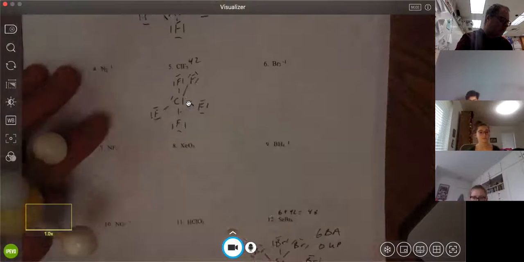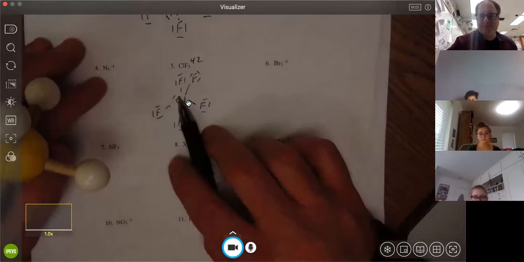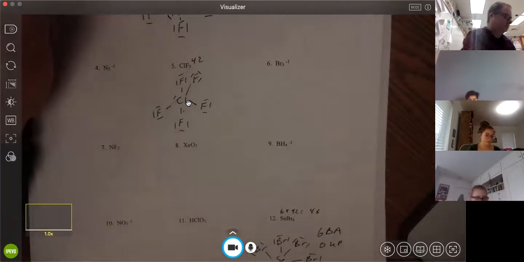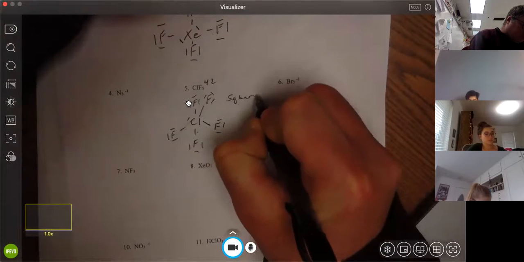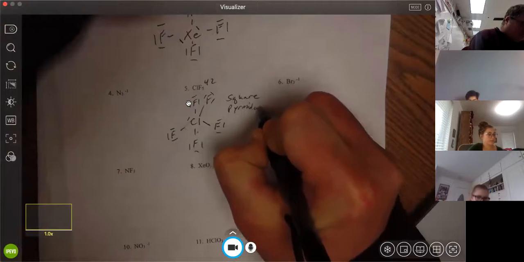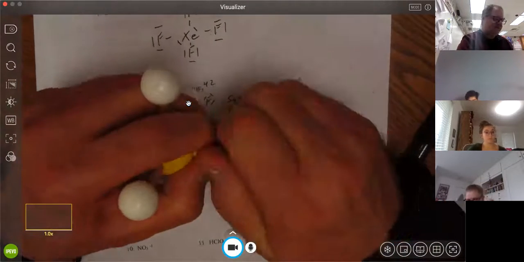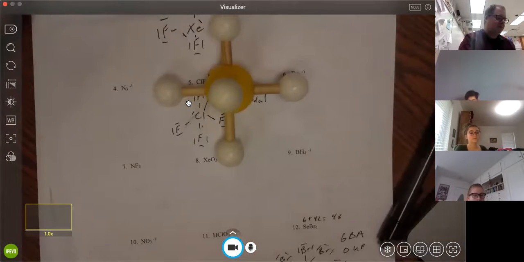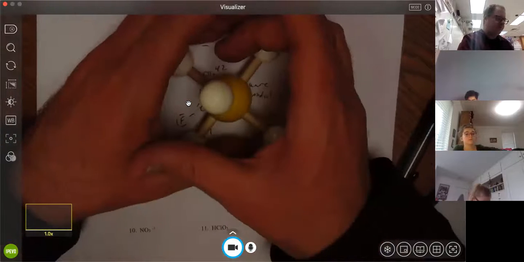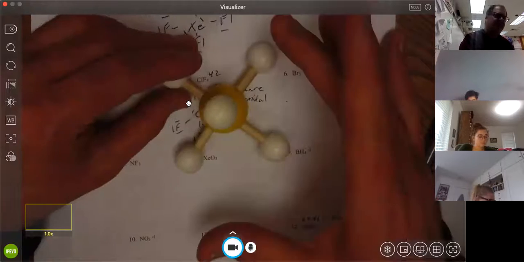If we take a look here, we have 1, 2, 3, 4, 5 bonds and 1 unshared pair. What would that be? You remember? Square pyramidal. If we take a look at the octahedral and we replace one of its bonded atoms with an unshared pair, there is our square pyramidal. So you have that pyramid there, and it is in the shape of a square.